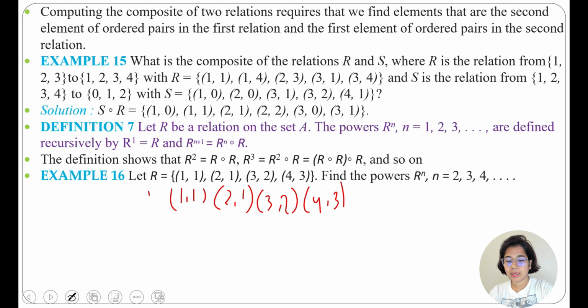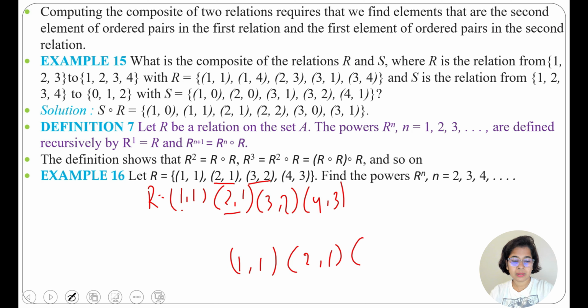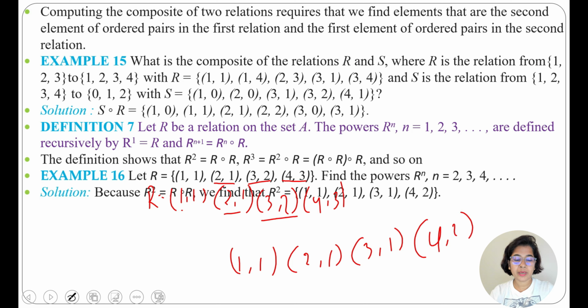Now I will find the composition of these two. So (1,1) with (1,1) gives (1,1). (2,1) with (1,1) gives (2,1). (3,2) with (2,1) gives (3,1). (4,3) with (3,2) gives (4,2). So R^2 will contain (1,1), (2,1), (3,1), (4,2).